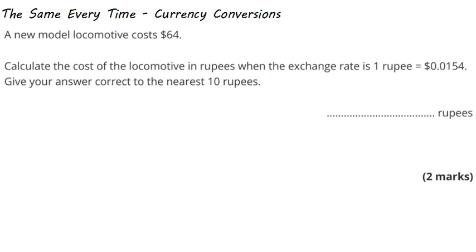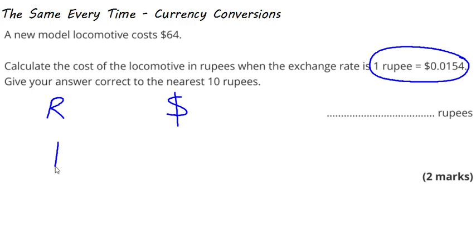The first thing I always do, as you know if you've seen the other two videos, is write down the exchange rate. So the exchange rate is given to us here. 1 rupee is $0.0154. So we're starting off with rupee, which I'm just going to call R. I actually don't know what the symbol for rupee is, so I'll look that up later. So 1 rupee and into dollars. They tell me that 1 rupee is equal to $0.0154.